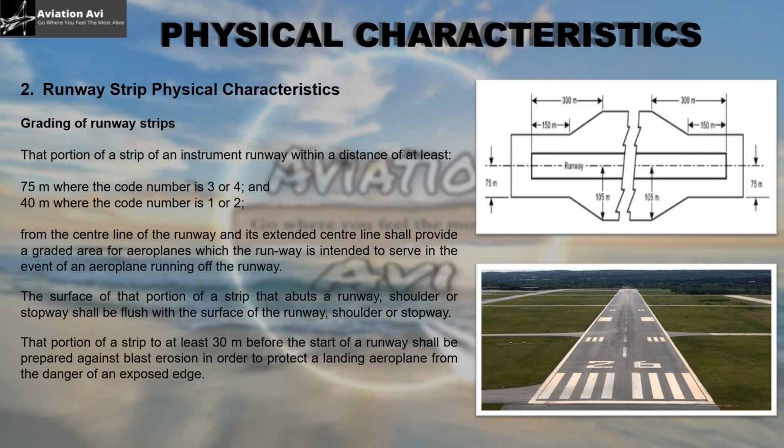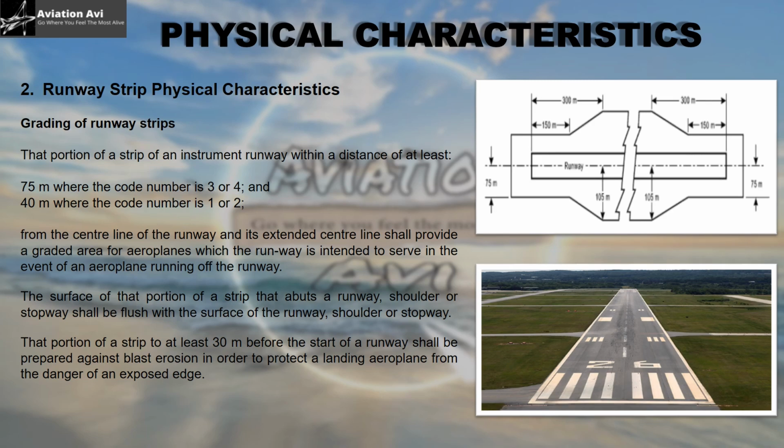Further, the surface of that portion of the strip that abuts the runway, the shoulder or the stopway, you see, this is the portion that abuts the strip near the shoulder or the stopway. This shall be flush in order to prevent any damage to an aircraft. Further, that portion of the runway strip, at least 30 meters before the start of the runway, shall be prepared against blast erosion in order to protect a landing aircraft from damage of an exposed edge. So you see this distance of 30 meters should again be prepared against blast erosion in order to ensure safety of a landing aircraft.